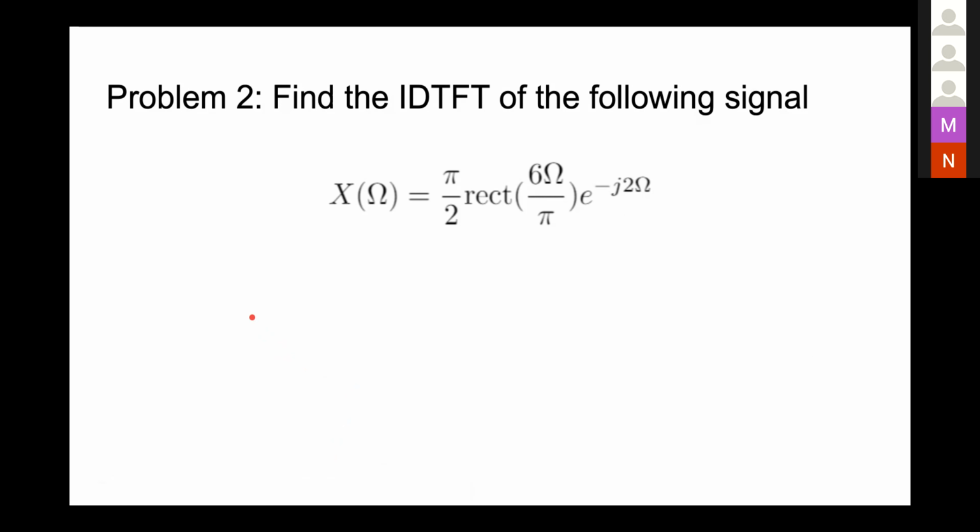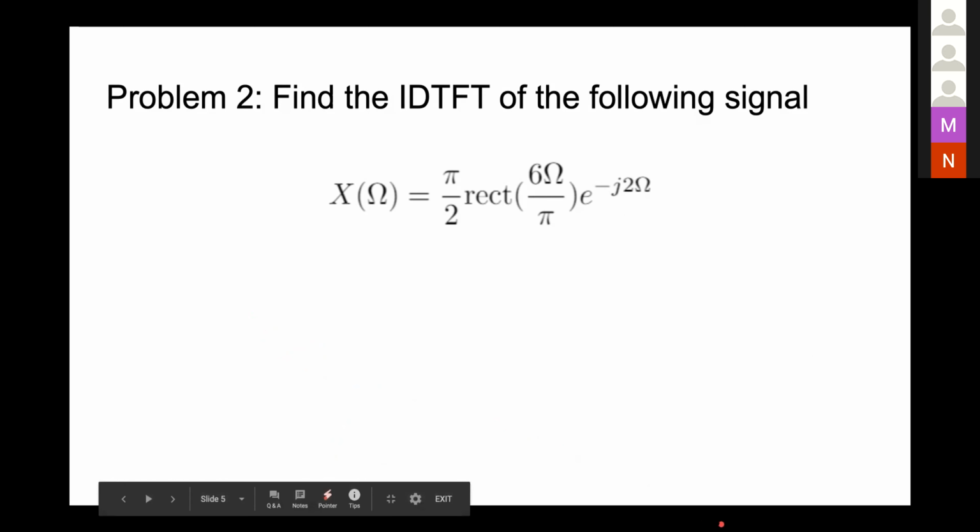Nico, can you share your screen? Yeah, I'll share my screen. I'm also going to turn off my camera because of how my computer works. All right. So the idea behind this guy is that we're going to use the rectangle sinc function pair for this one.